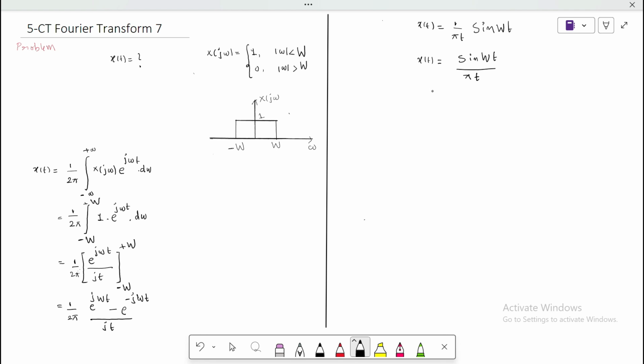Now convert to the sinc function. The sinc function: sinc theta equals sine pi theta by pi theta. So here I'm writing x of t equals sine pi times Wt by pi, divided by, so here W is missing, so divide by pi. So here I am writing like this.